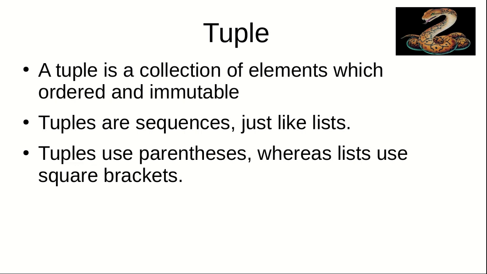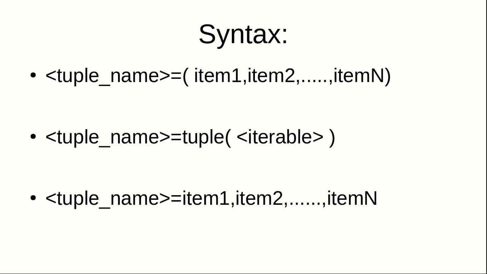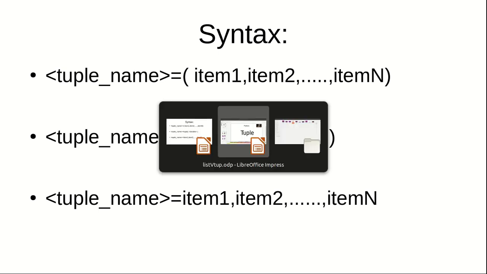Now let's see how to create a tuple. We can create tuples in three different forms. Here you can see: tuple name equal to item 1, item 2 and so on, item n within brackets. In the second one, tuple name equal to the constructor tuple, and inside this we need to pass an iterable. In the third form, tuple name equal to item 1, item 2 and so on, item n. So let's see them one by one.